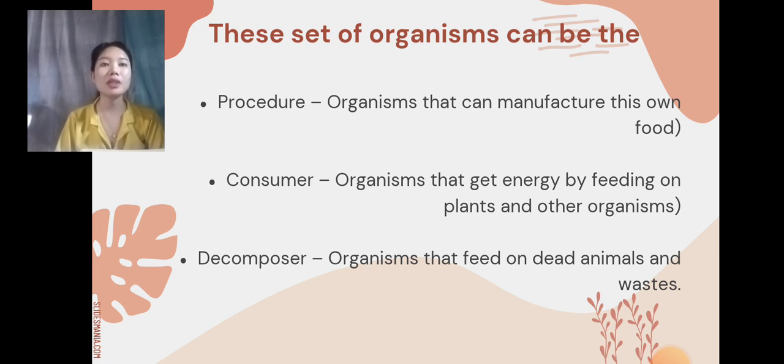So, first producer, organisms that can manufacture their own food. So, yung producer, nakakapag-manufacture siya ng sariling pagkain. Yung consumer naman, organisms that get energy by feeding on plants and other organisms. So, yung consumer, ito yung nakakapagbigay ng energy sa pagpapakain ng mga plants at ng ibang organisms. Next is decomposer. Organisms that feed on dead animals and waste. Yung decomposer naman, ito yung mga pagpapakain sa mga patay na hayop.